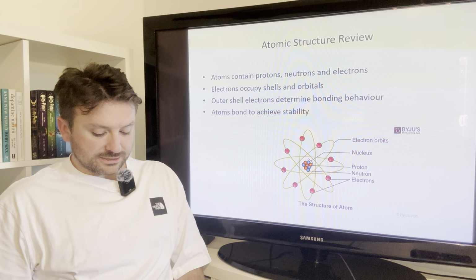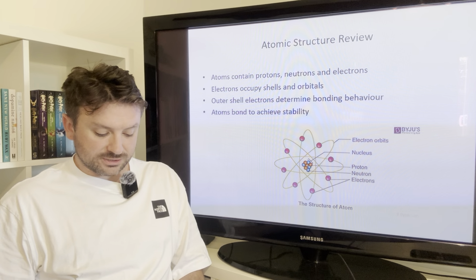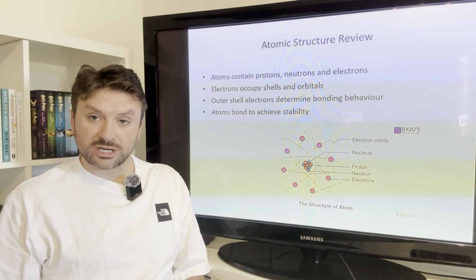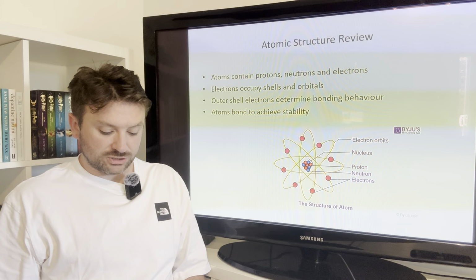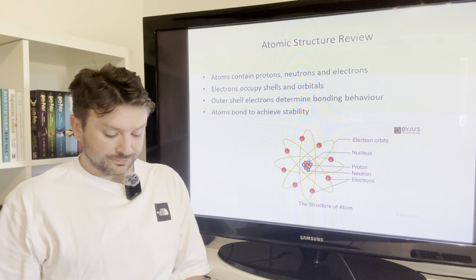Firstly, we're going to look at the importance of understanding atomic structure. Atoms consist of protons, neutrons and electrons. Protons are positively charged, neutrons are neutral, and both are found in the nucleus. The electrons in the outer shell, known as valence electrons, determine how atoms bond. Most atoms are not naturally stable and will gain, lose or share electrons in order to achieve a full outer shell, similar to the noble gases.